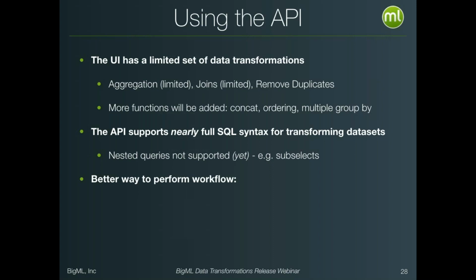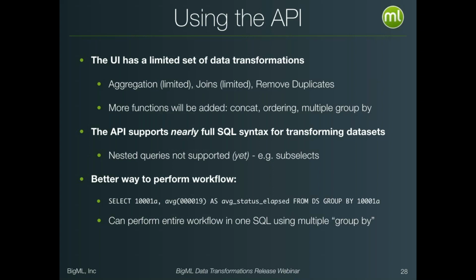So now with this in mind, there is a better way to perform this entire workflow that I just showed you. We ended up at one point doing this aggregation where we selected that column and the average of the status elapsed, and we did it from this data set. We grouped by the column that we're selecting, which was the feature key. But we could actually just do this in one SQL command. We could do the whole thing.